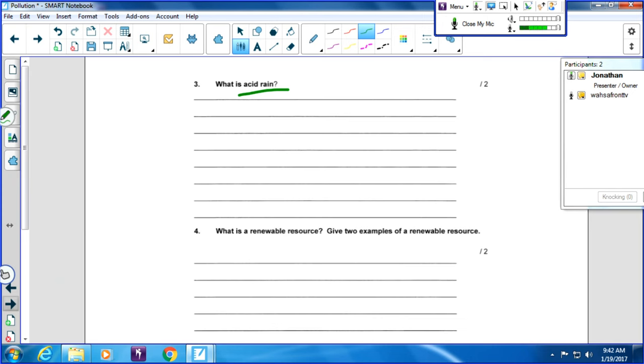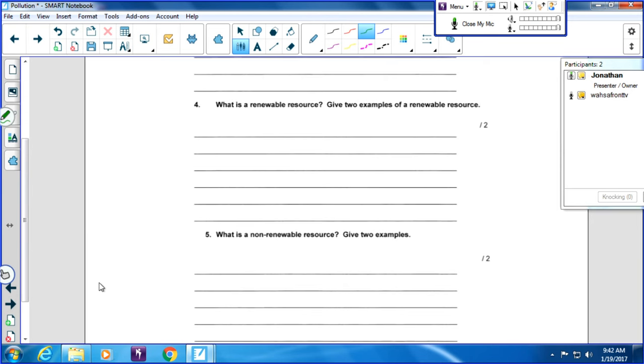Okay, that's acid rain. Next question: what are renewable resources? Again, define it. It is replaced by nature. Examples could be oxygen and soil. But put that into sentences as well. Question number 5: what is non-renewable? It is not replaced by nature. Once it's gone, it is gone. Examples could be minerals and fossil fuel.